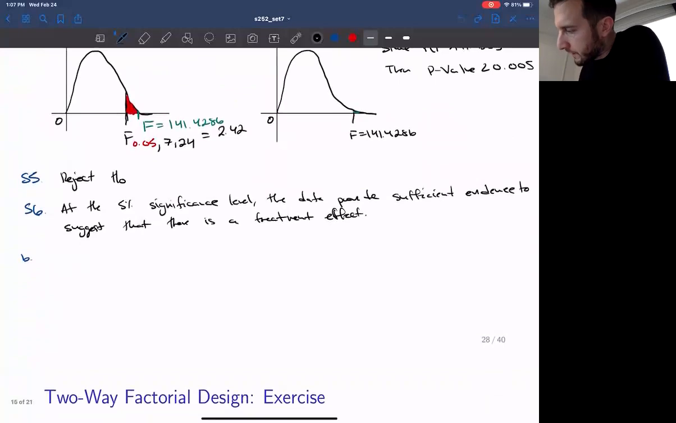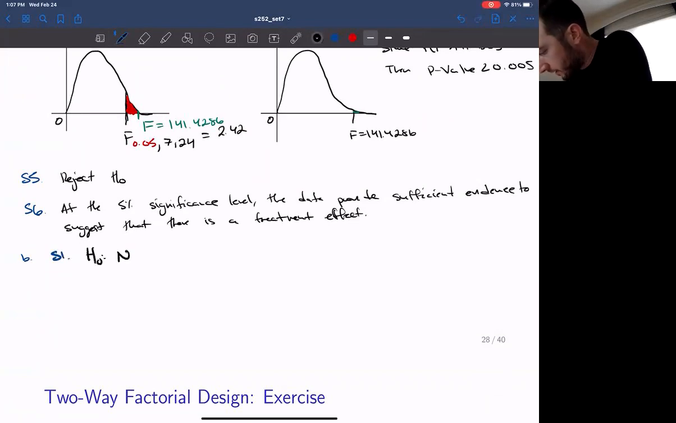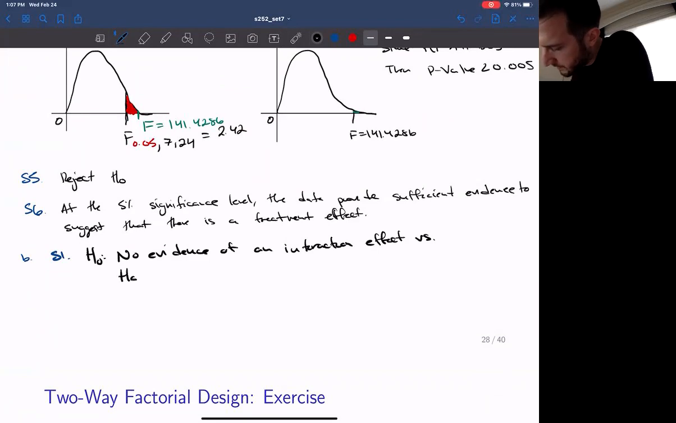Okay, so let's keep it simple here. On step 1, we're going to have H0: no evidence of an interaction effect, versus HA: evidence of an interaction effect.